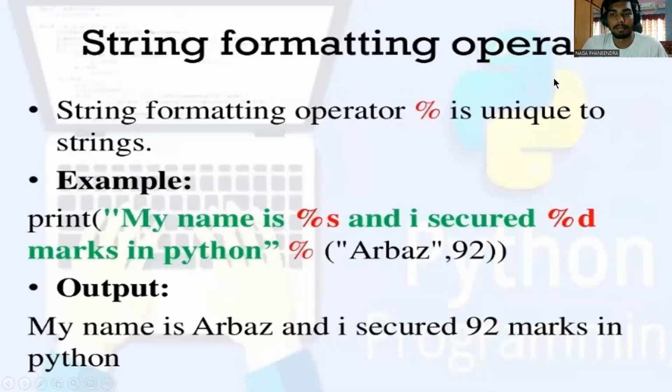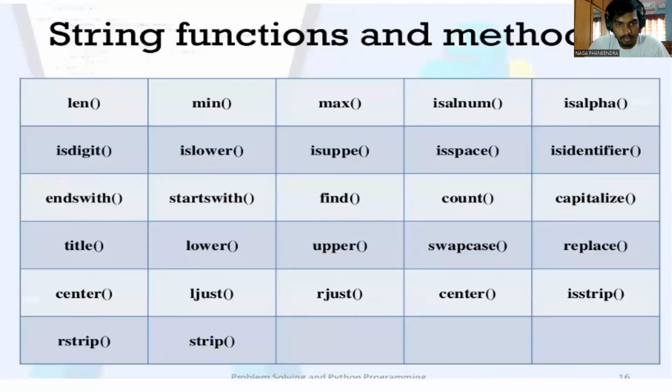String formatting operator. The string formatting operator, percentage, is unique to strings. Example: print("My name is %s and I scored %d marks in Python"), with the values substituted in. It will give the output: My name is Abbas and I scored 92 marks in Python.